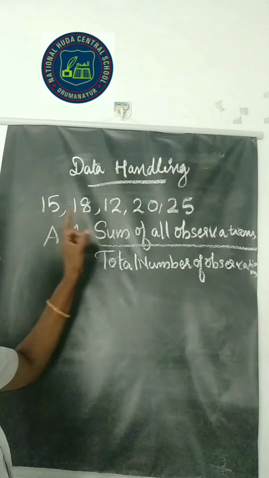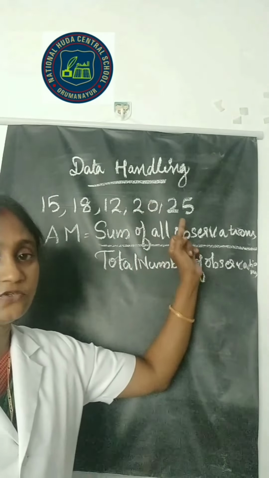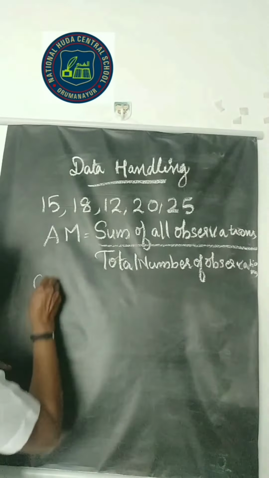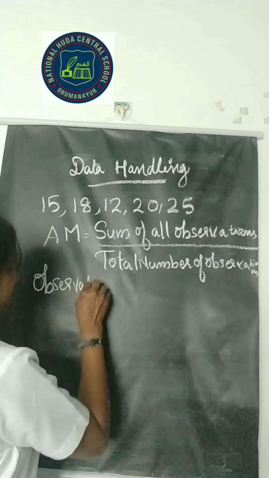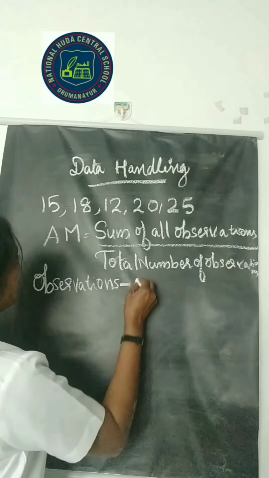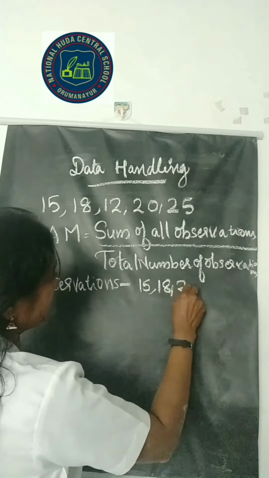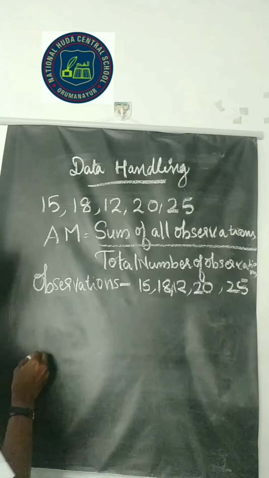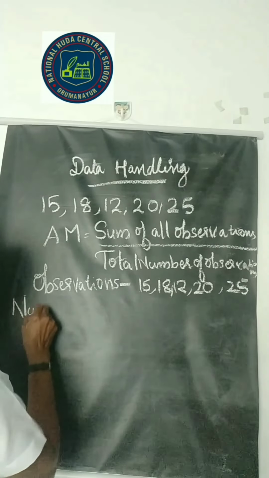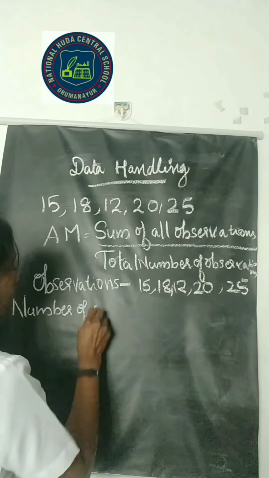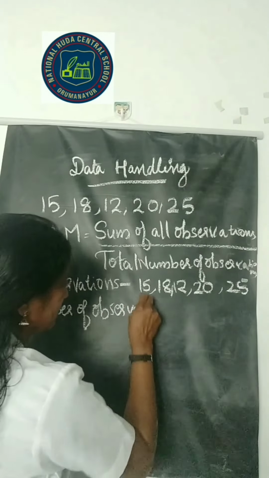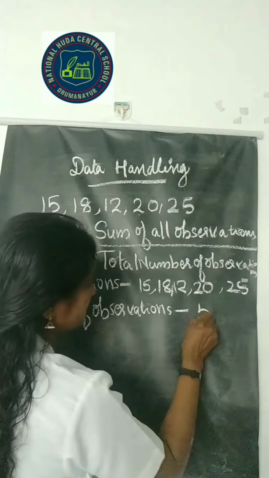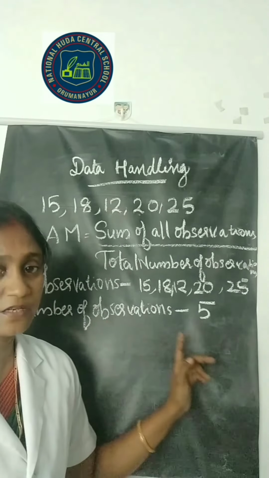Here the marks are 15, 18, 12, 20 and 25. These are the observations. And the number of observations, how many numbers are here? One, two, three, four, five. Five subjects are there, so five marks. So, the number of observations is equal to 5.